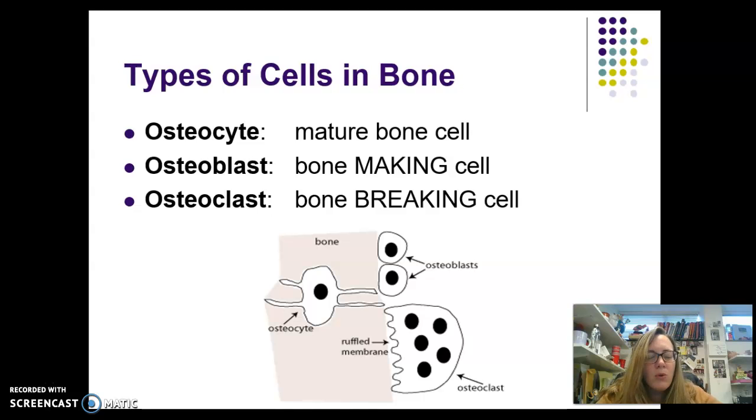Osteoclasts are bone crushers, and when we need to do bone remodeling, or let's say we don't have enough calcium in our blood, osteoclasts are stimulated to break down or digest bone in order to either, again, restructure the bone or to put calcium into our bloodstream.